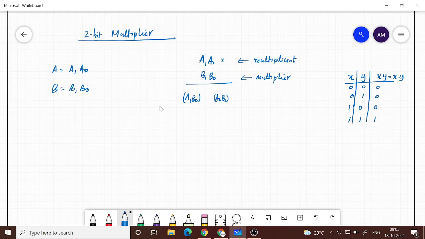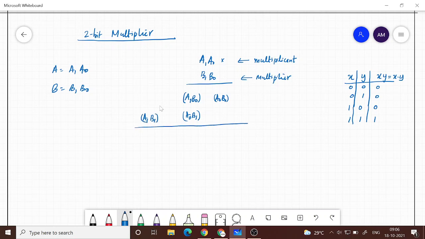Then we can take B1, the next significant bit of the multiplier, and write the product by shifting one step to the left. So this is the shift-and-add multiplication algorithm. So you do A0 B1, and the next one is A1 B1.